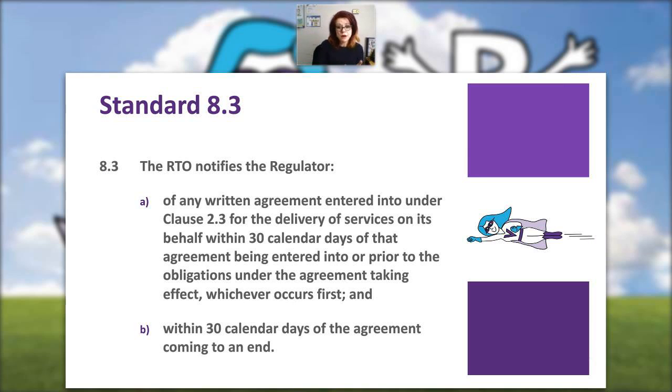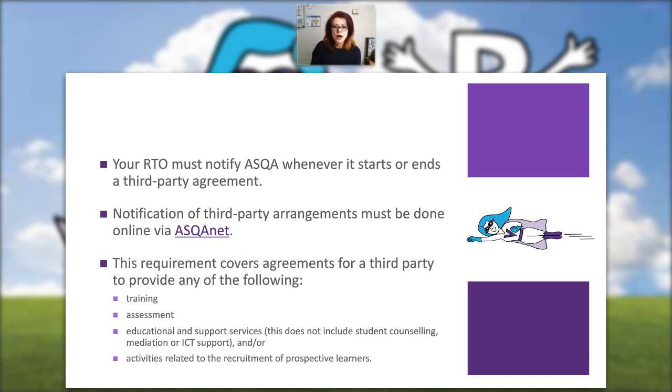Standard 8.3 is that you must have a written agreement and that you've notified ASQA of that agreement, where you have a third party delivering training and assessment on your behalf. They must be notified within 30 calendar days of that agreement being entered into, or prior to the obligations under the agreement taking effect, whichever occurs first. You also need to notify ASQA of the completion or cessation of that agreement within 30 calendar days of its end. So your RTO must notify ASQA whenever it starts or ends a third-party agreement, and notification of third-party arrangements must be done through ASQAnet.